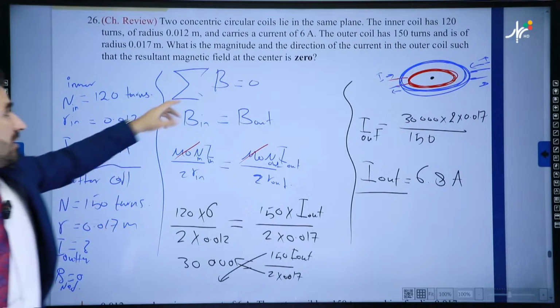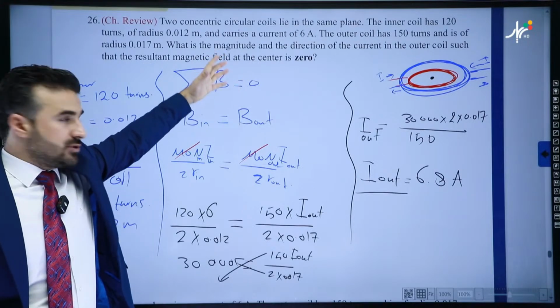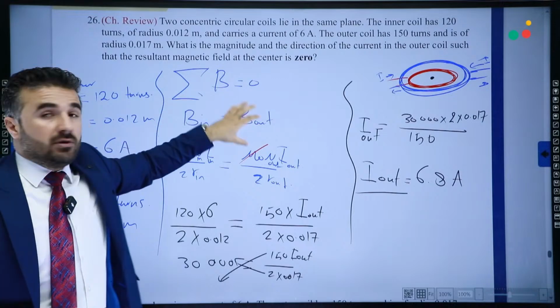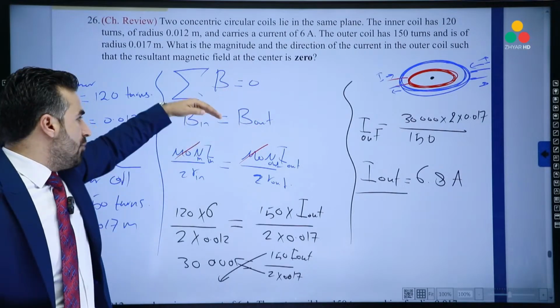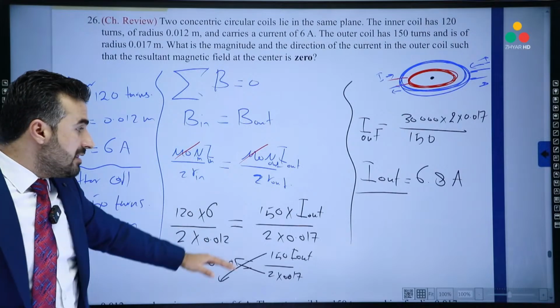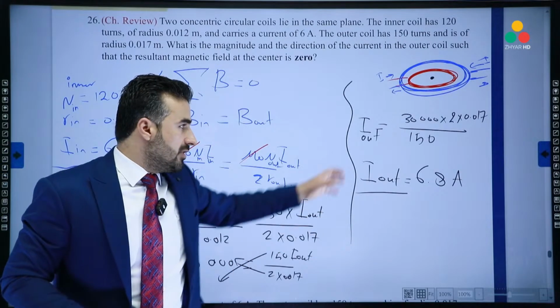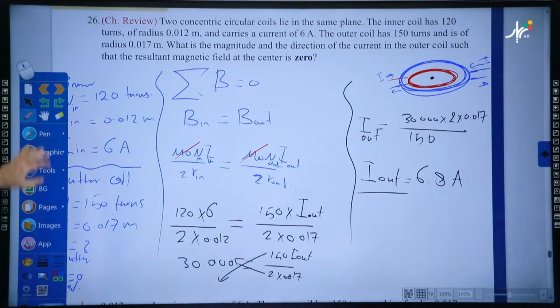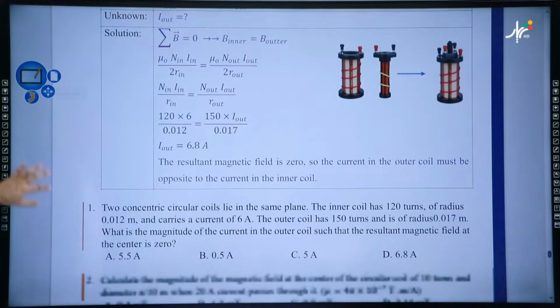So what did we do? Let's summarize this. Because the net magnetic field strength is 0, the magnetic field of the inner coil must be equal to the magnetic field of the outer coil. By writing their equation, cancelling out the parts that can cancel out, and then plugging the numbers, knowing which one is unknown, then you rearrange the equation, then you can find the answer, and this is how you can do it. Very, very good.